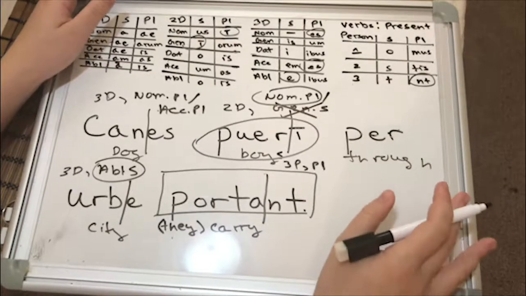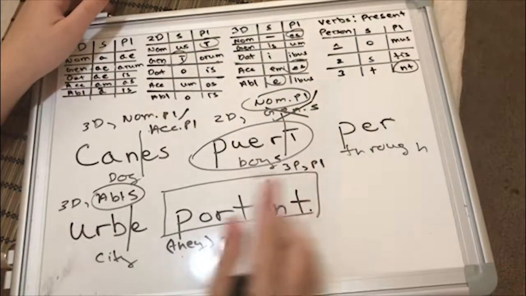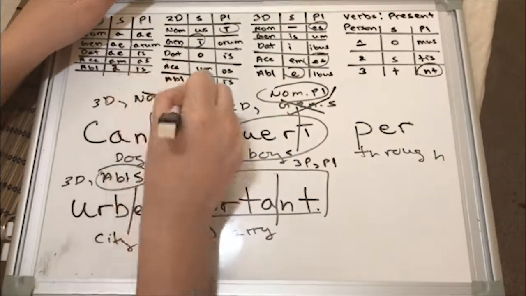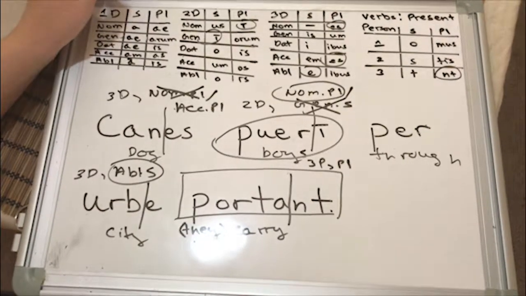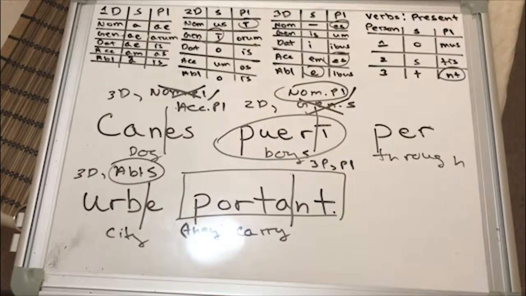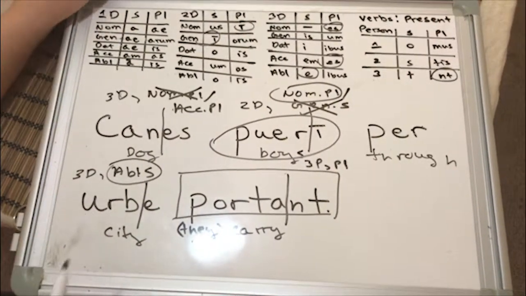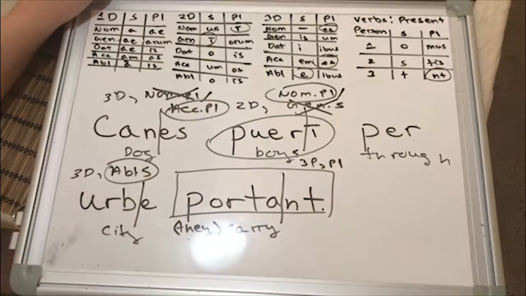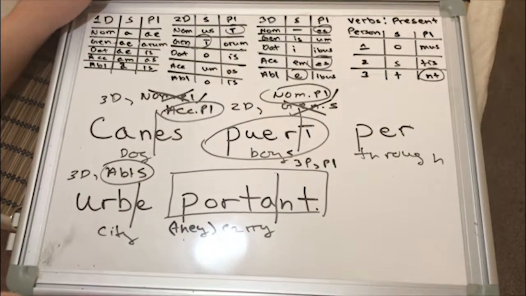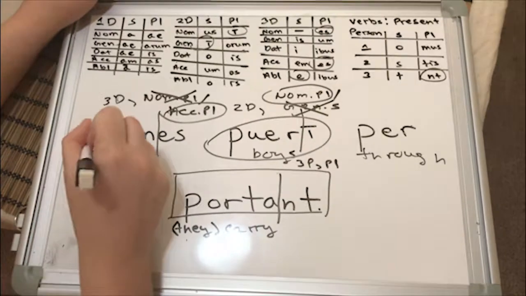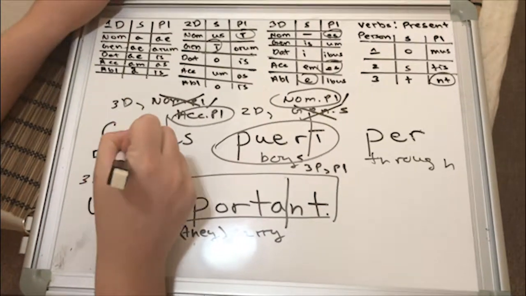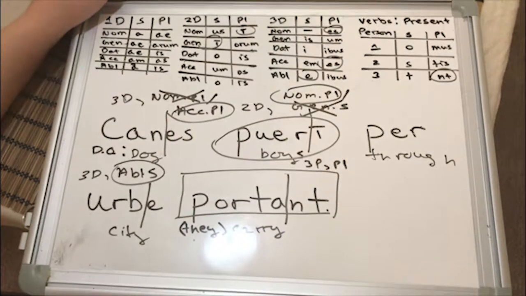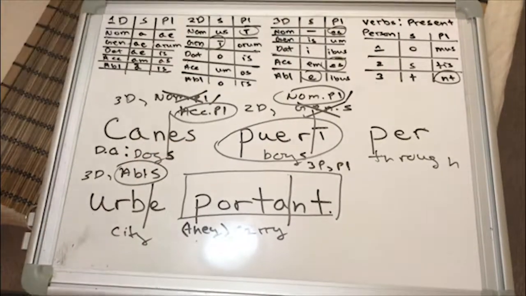Now that I've done that, I can look at what canis is doing in the sentence. I know it can't be nominative because I already have a subject, and I only have one verb in this sentence, so it only needs one subject. Therefore, it has to be accusative because that's the only remaining option. The accusative case is the direct object in Latin, so I'm going to write DO next to dog to remind myself that it's accusative plural.